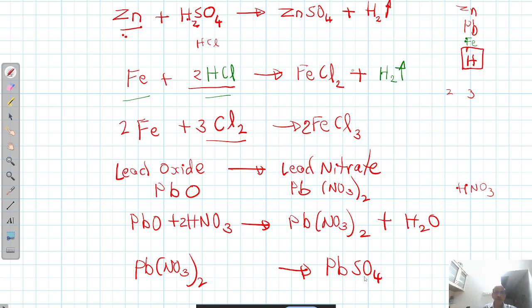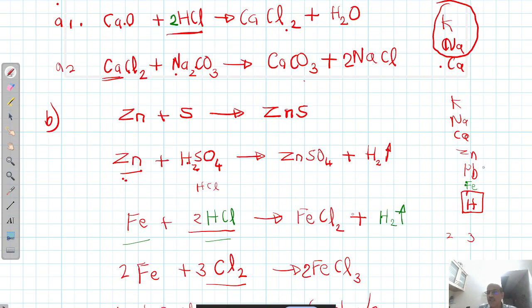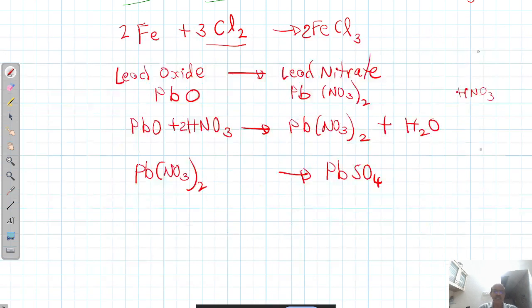Now you have to choose a metal which is more active than Pb. Which are the metals more active than Pb? You can see all these metals above Pb: calcium, potassium, sodium, zinc. So let me take something like sodium, which will replace Pb. Since I need a sulfate, I will take sodium sulfate, which is Na2SO4.